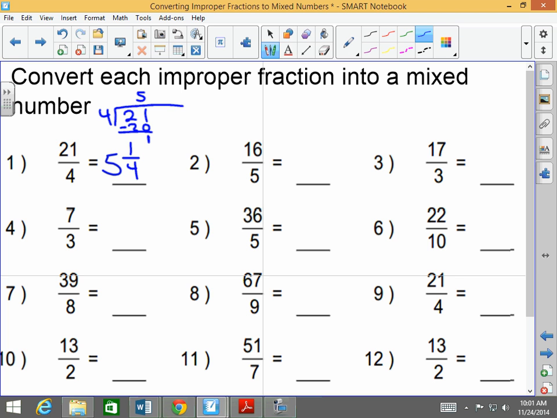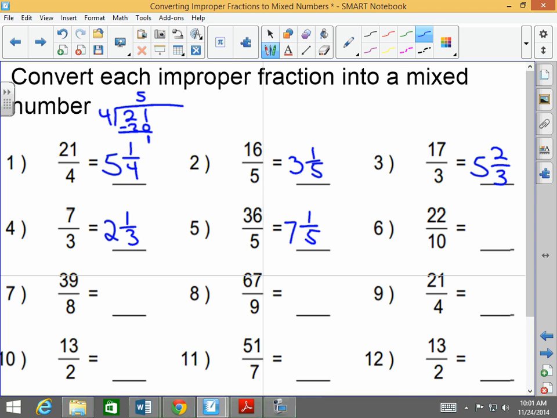Okay. How many times can 5 go into 16? 3. What's left over? Excellent. How many times can 3 go into 17? 5. And what's left over? Excellent. How many times can 3 go into 7? 2 times. And what's left over? Excellent. How many times can 5 go into 36? Not more than 6. 7. Very good. And 1 is left over.